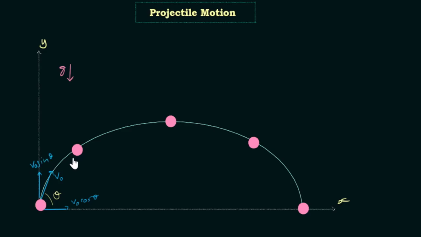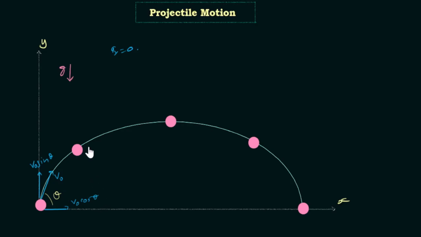Here air resistance is negligible, and also remember one thing: acceleration is only in the y direction, which is below, towards the earth. Basically, the object will be dragged downward due to gravity, and acceleration in the x direction is taken to be zero. It means the x component of velocity will remain unchanged during the projectile motion.